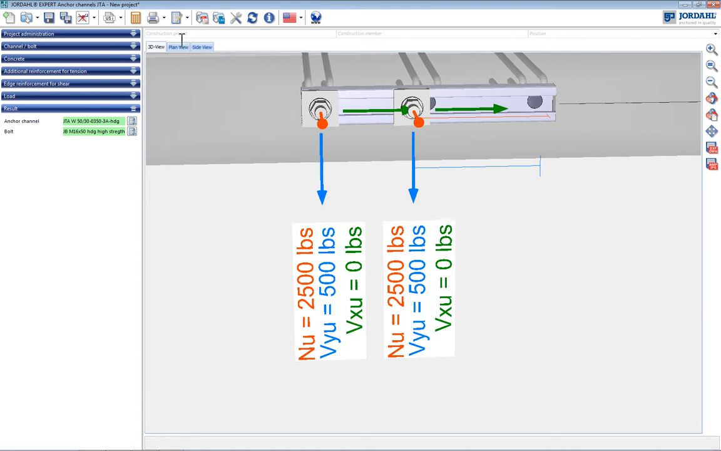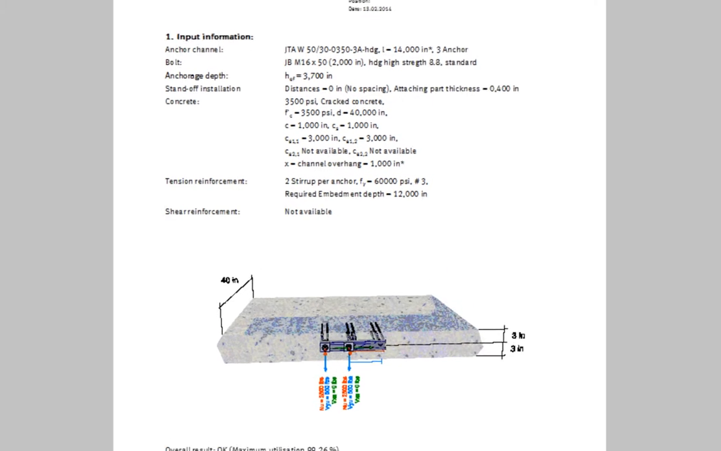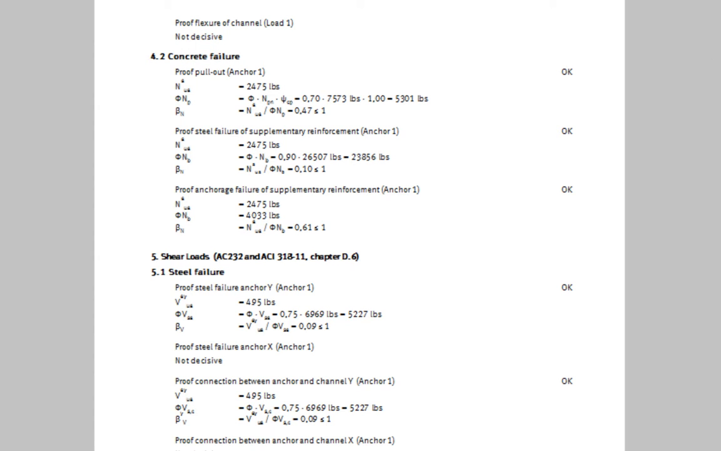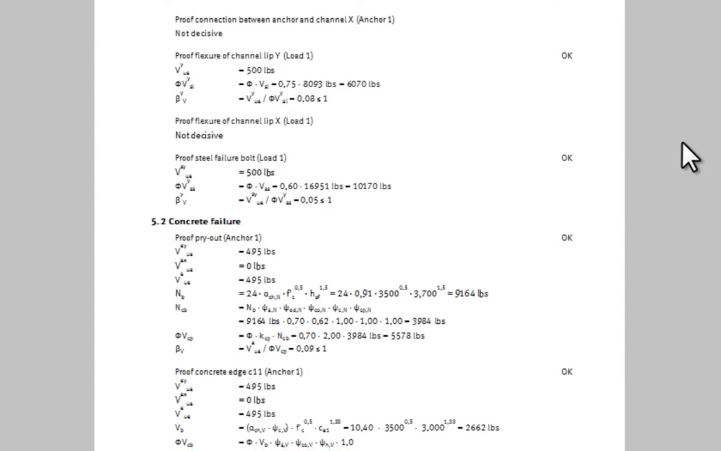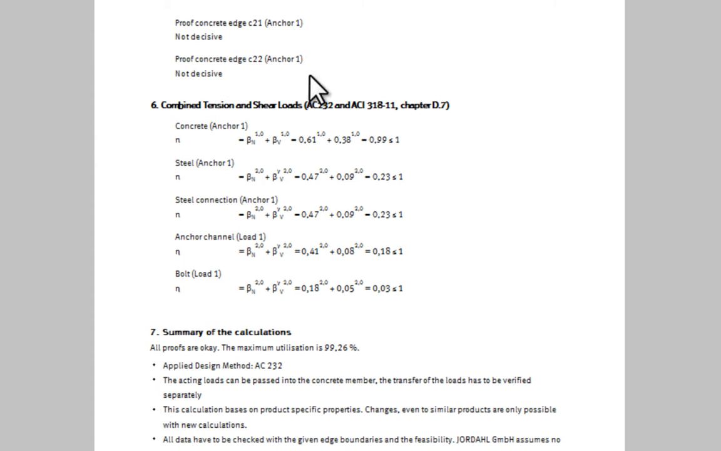All the verification data can be seen in the result printout. The first page includes the input data with the required supplementary reinforcement and anchorage length. Verification of the supplementary reinforcement can also be seen here. All decisive proofs are combined with the aid of interaction relationship, and the maximum overall utilization can be seen here.